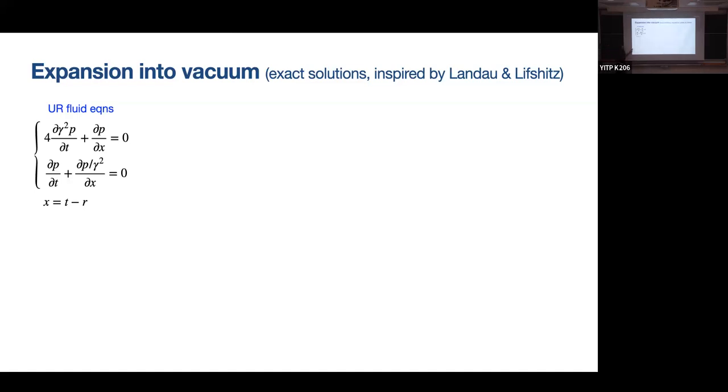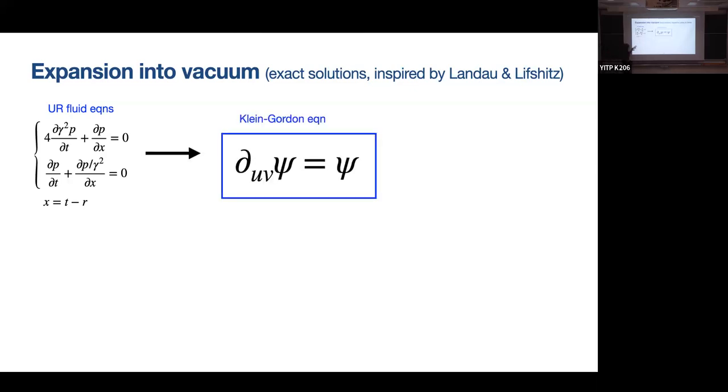And the trick is, in Landau and Lifshitz, they're looking at the Newtonian fluid equations, and they make some sophisticated variable transformation, and they transform the two equations, in our case, the conservation of energy and momentum. After this sophisticated transformation of variables, we get a much simpler PDE. So instead of two PDEs, we get one PDE that is much simpler than what we started with, and it's actually a sort of form of a Klein-Gordon equation.